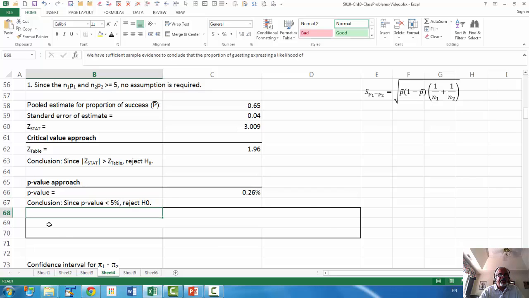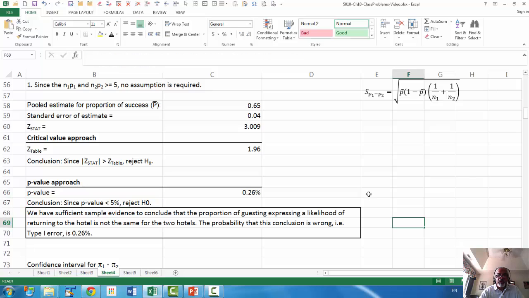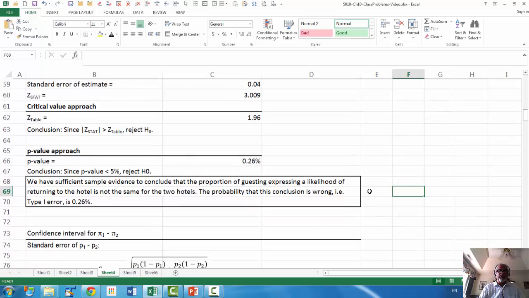Then we do the interpretation. We do have sufficient evidence to conclude that the proportion of guests expressing a willingness to come back is not the same between the two hotels. So further investigation is necessary. Which one has more people willing to come back? What are they doing right, and what are the others not doing right, and so on. So this is a starting point. It gives us sufficient, statistically valid evidence to pursue this further.